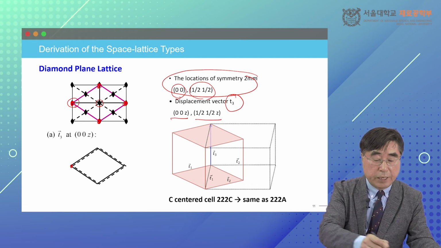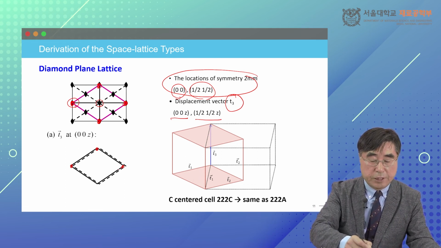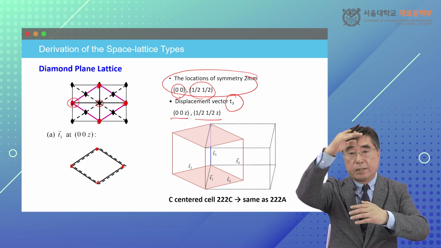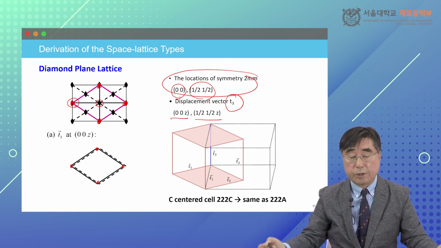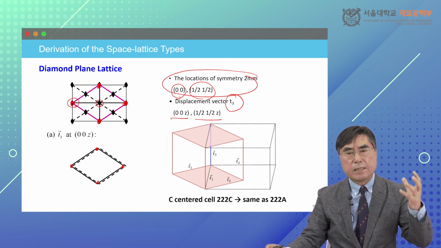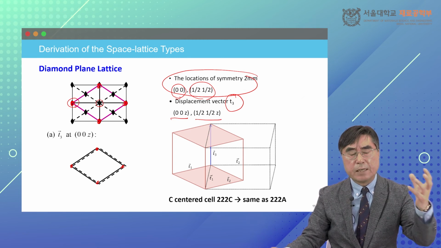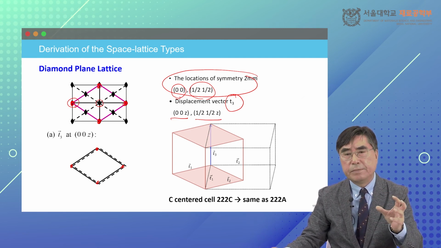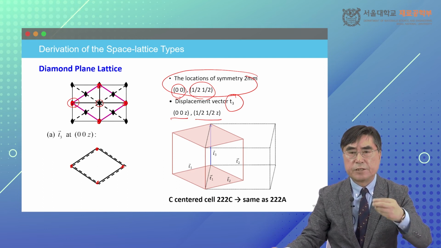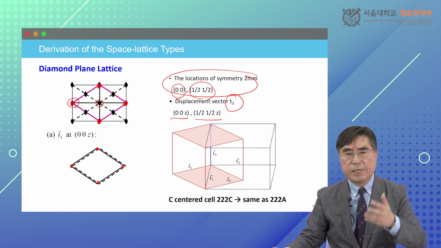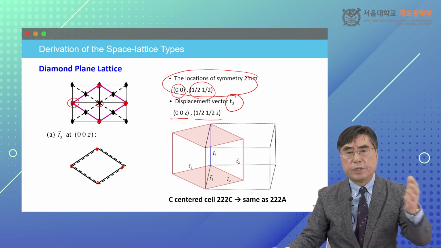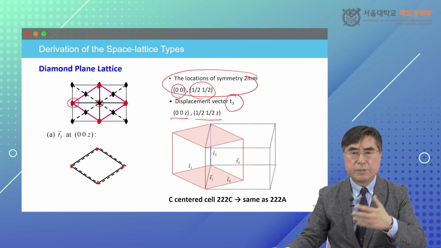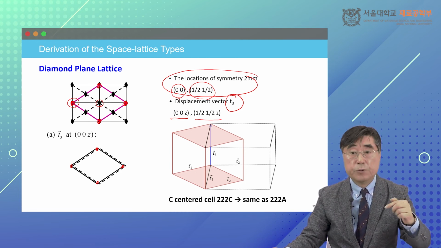Then you think that the lattice point is here and the T3 axis is now perpendicular. But basically, a rectangular system and diamond plane net has basically the same symmetry elements. It's just a matter of how you define your lattice points. So in the case of symmetry elements, these two different plane nets are basically the same thing, only if you think about the symmetry elements.